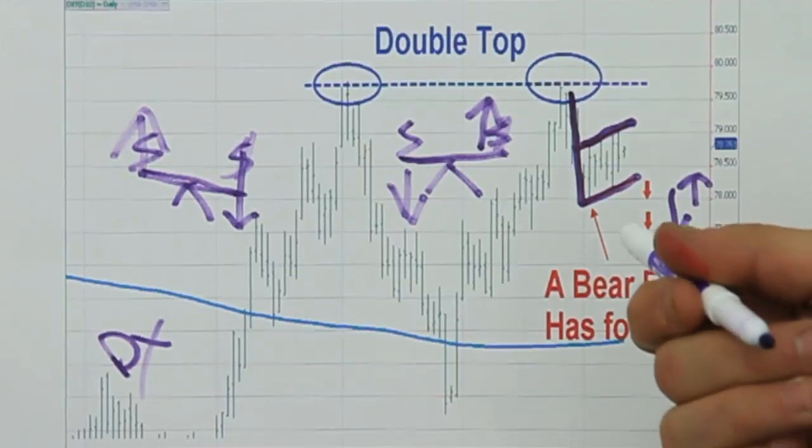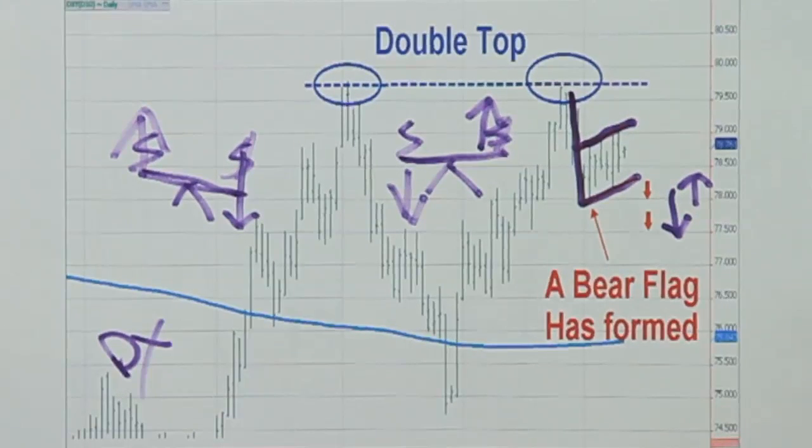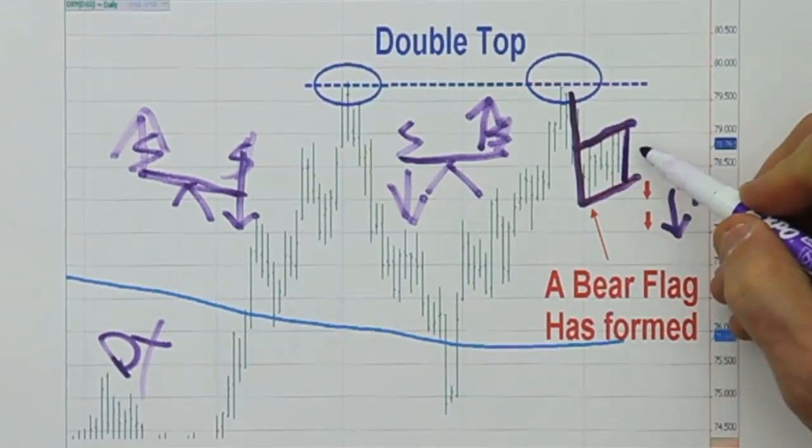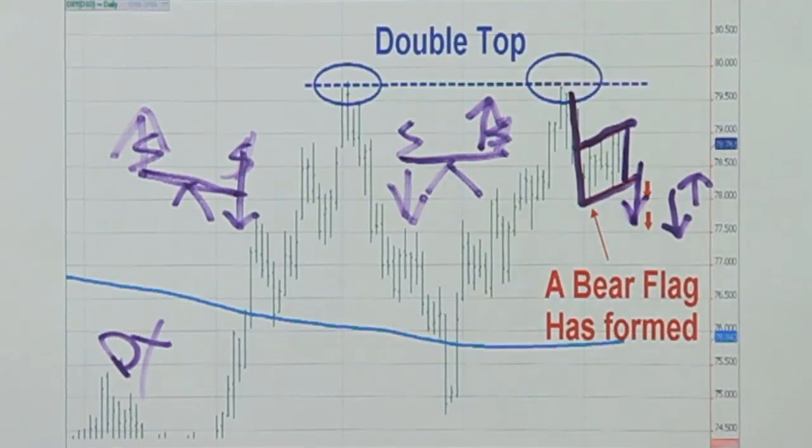So, if you're in a bear flag in dollars and a bull flag in the stock market, it makes perfect sense that the dollar likely should continue inside of this flag until it breaks to the downside.